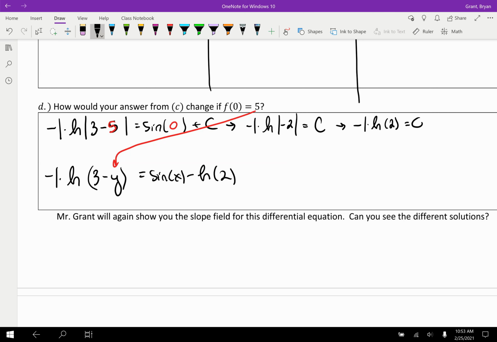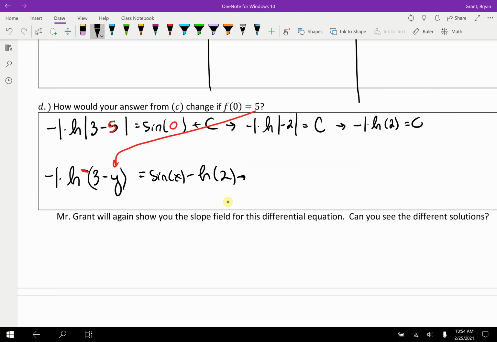We don't want that to be negative 2. The absolute value up here turned it to positive. How can we turn it to positive? Put an extra negative out front. I should do that in red. There we go. Now when you substitute in 5, 3 minus 5 is negative 2. The extra negative turns it back to a positive. Okay. How does that change how we solve? Well, barely at all.